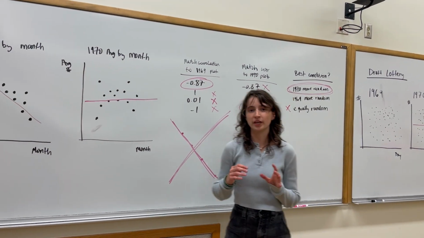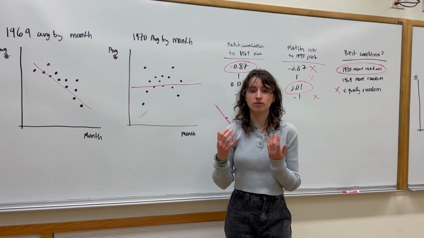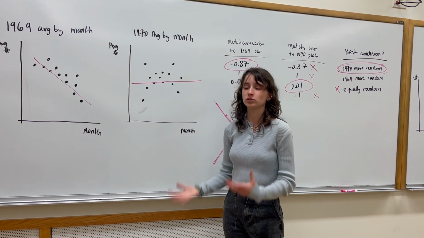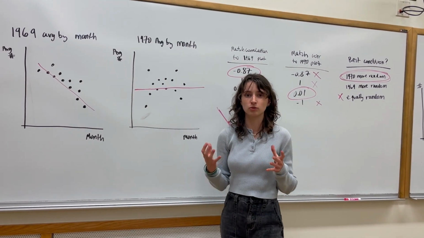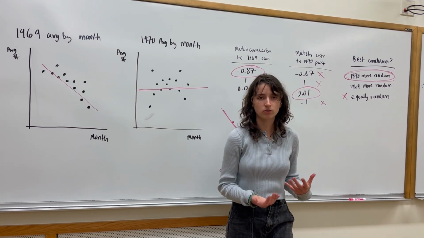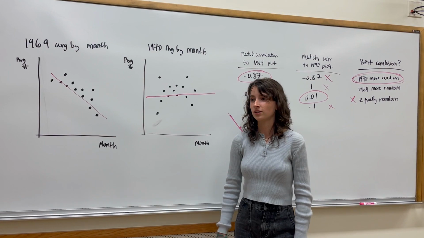I hope this was really helpful in teaching you how to visualize correlation based on the way points are distributed on a graph, because sometimes it's cool to look at our formula for correlation coefficient and then see how it applies on actual data like this. So I hope this is helpful.